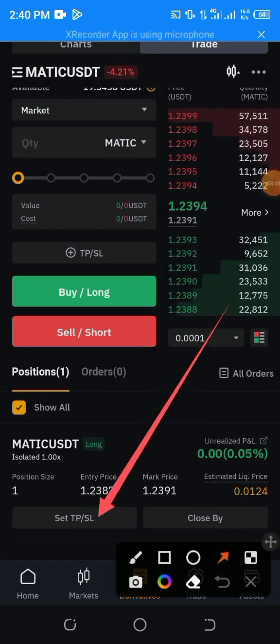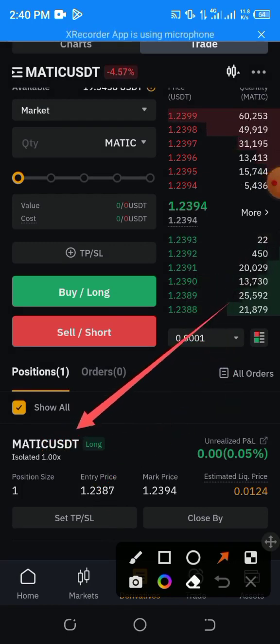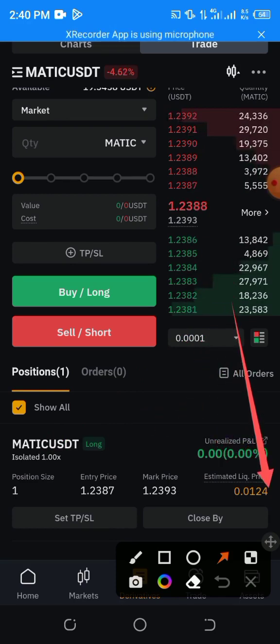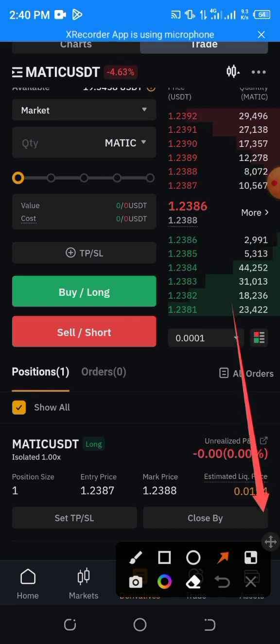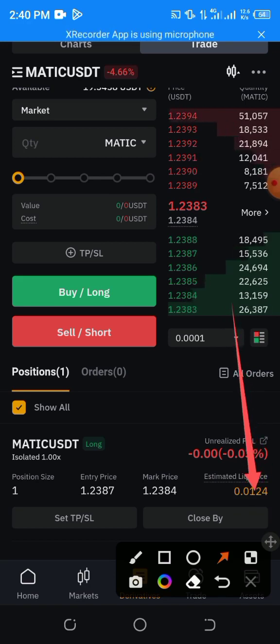Okay, this is showing me the isolated pair I bought and the leverage. This is showing me the unrealized profit and loss in percentage. Here is showing me the liquidation price, meaning if the market gets to this price, 0.012, it's not getting there anytime soon. I'm going to be liquidated if it gets to this price, and the liquidation is very far because my leverage is very little.